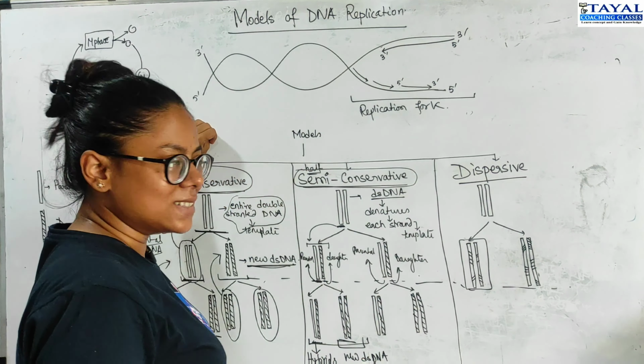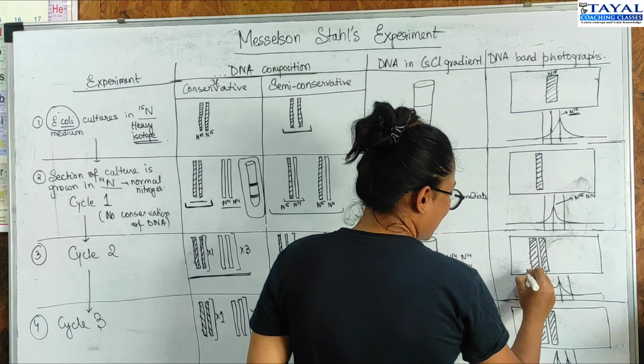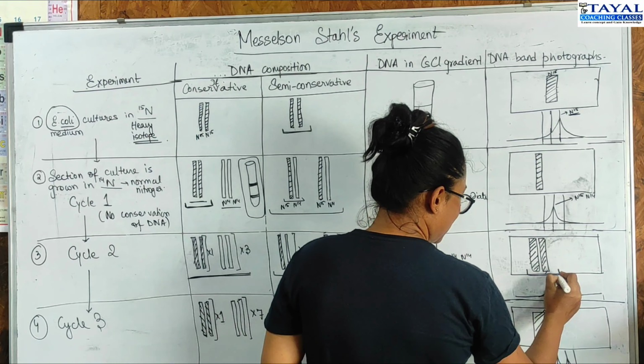They repeated the experiment for the next 20 minutes. In cycle 2, they found that there were both intermediate as well as light bands. These were N14, N14 bands, and these were N15, N14 hybrid bands. This is what we would expect if replication were semi-conservative, and it rules out the conservative model, where we would instead have gotten a heavy and an intermediate band in the graph as well as the photograph.